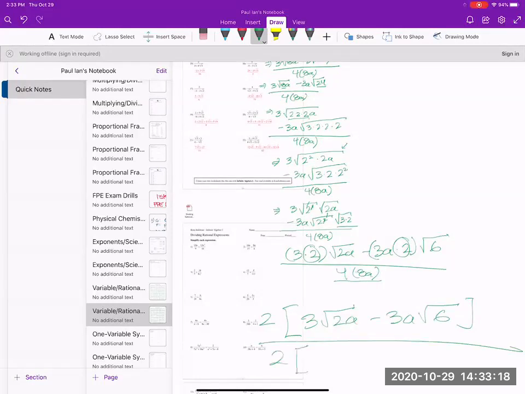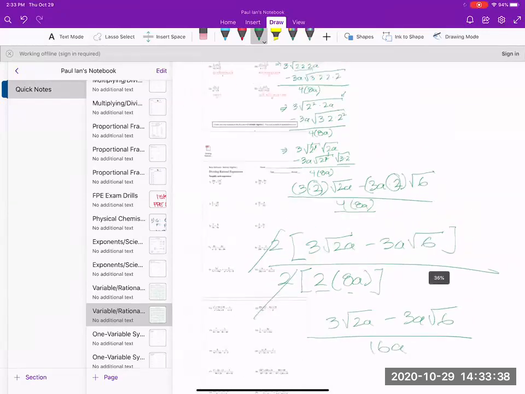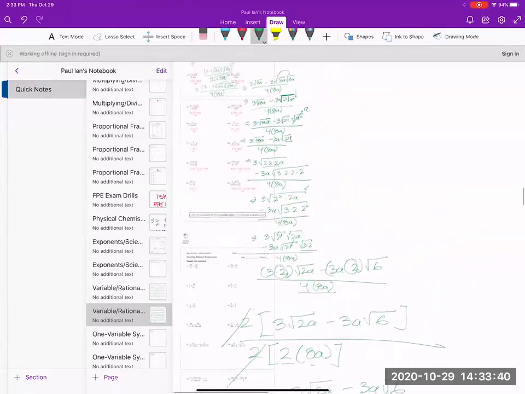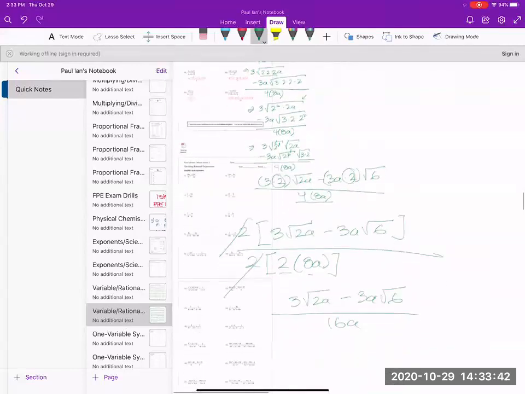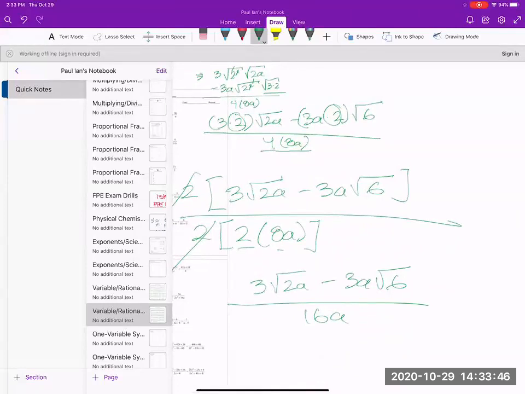the bottom. So it's going to be 2 times 8a. Right? Okay, so the 2 cancels out, right? Okay, now we're good. So 3 root 2a minus 3a root 6 divided by, and then let's just times the 2 and the 8, so 16a, right? Yeah. And that's what they got. 3 root 2a minus 3a root 6 over 16a.